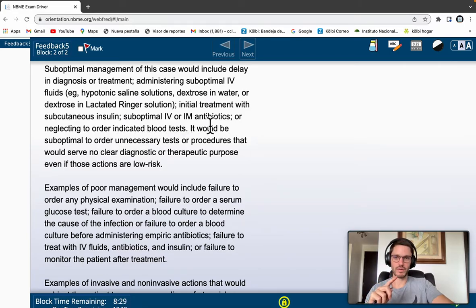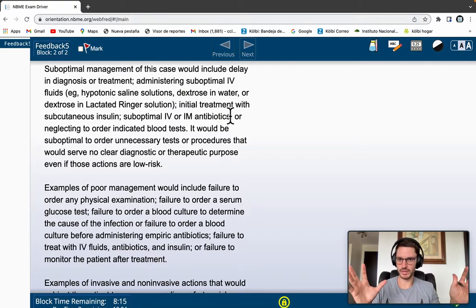Suboptimal IV or IM antibiotics, I'm not sure if we did that incorrectly. I believe we did it correctly. We did it more directed. A third generation cephalosporin for urinary tract infection seems okay, but something is buzzing in my mind telling me you could have broadened this a little more. Not sure. What do you think? Let me know in the comment section below.